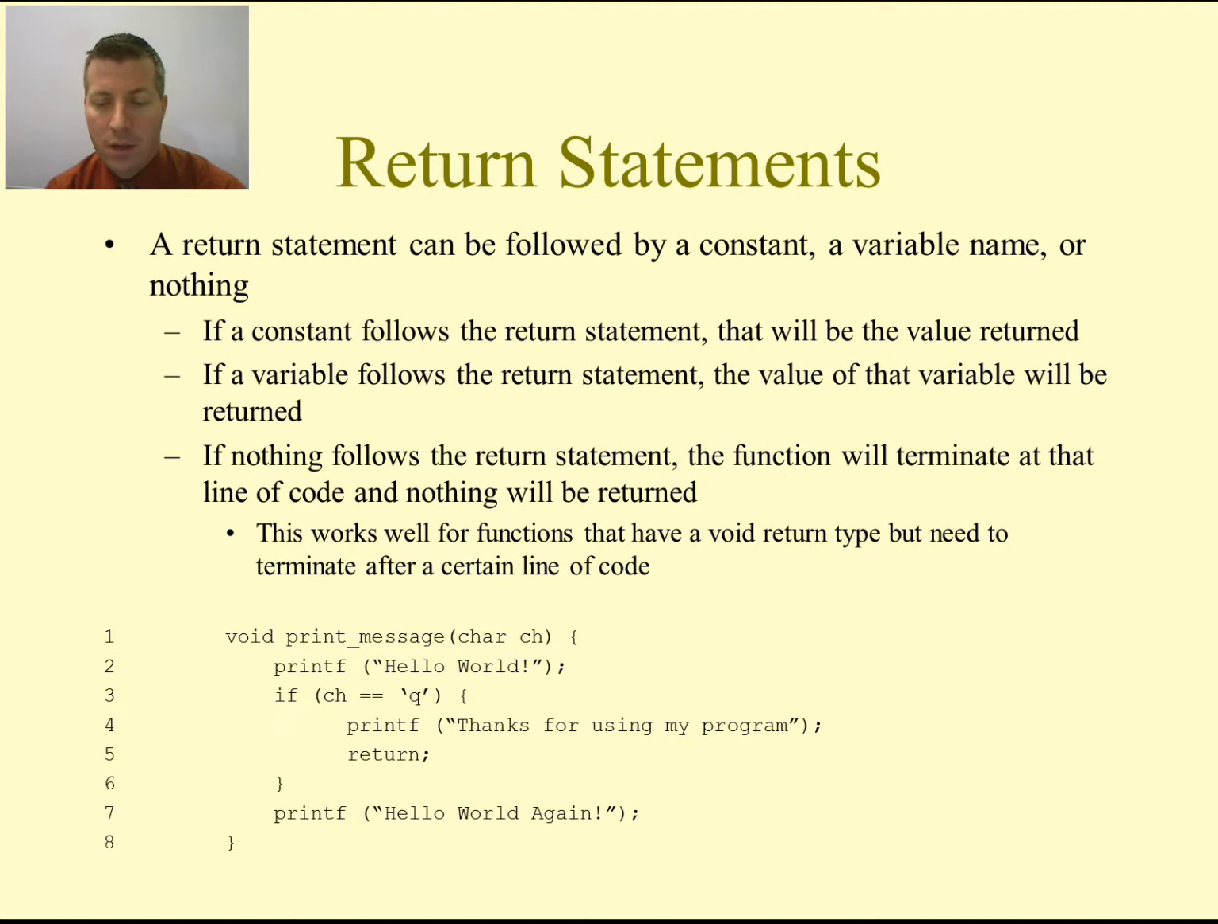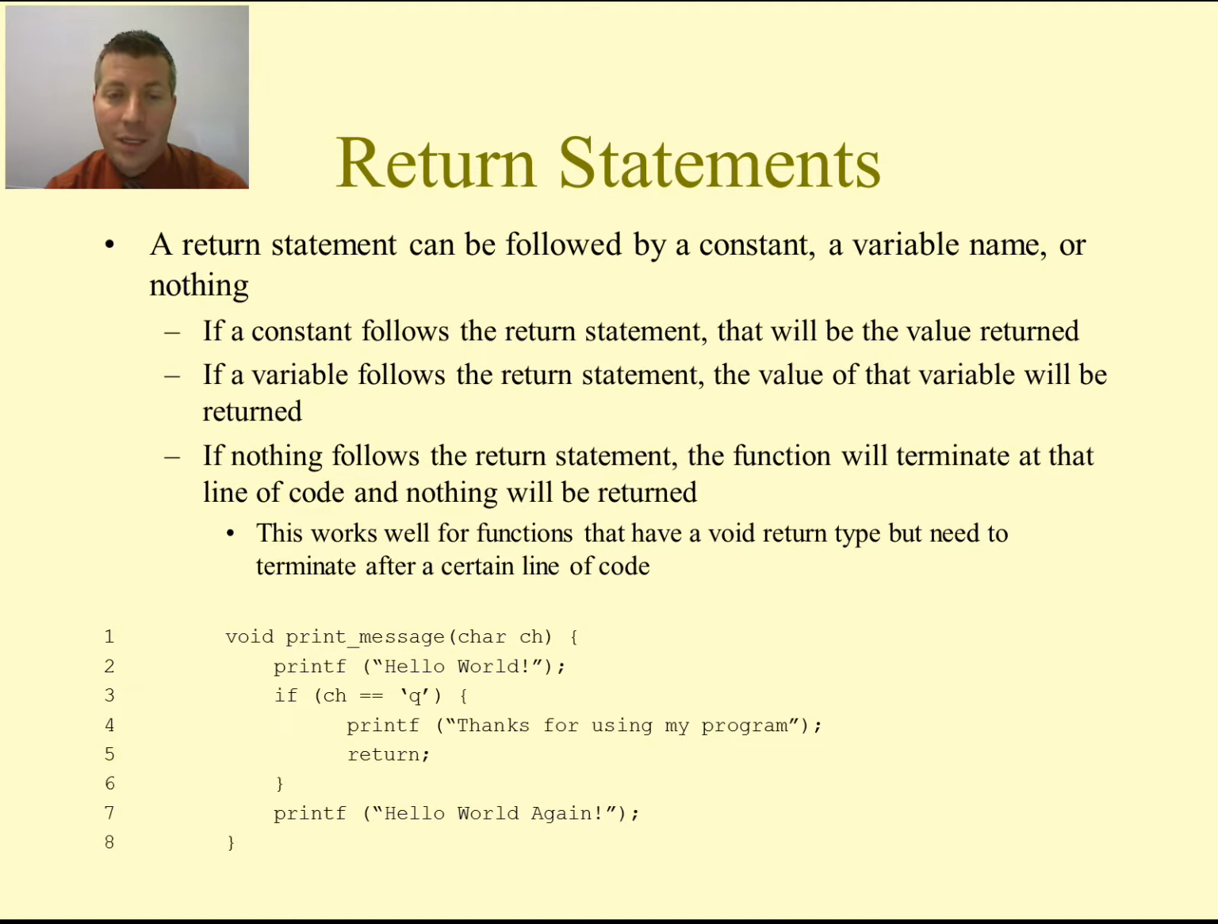Okay, so I go into a little bit more depth here, saying that the return statement can be followed by either a constant, the name of a variable, or nothing at all, and that's only if we had a void return type. So you see down there lines 1 through 8, I have a void return type. So when I hit that return statement on line 5, it's not returning a value, it's just saying terminate the function at that point. In this case, if the character that was passed into the function was a Q, then I'm saying that would terminate my program.